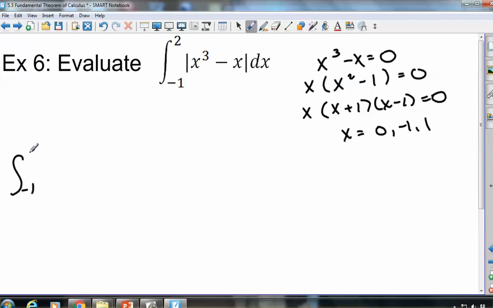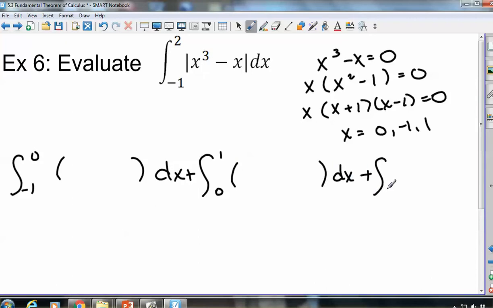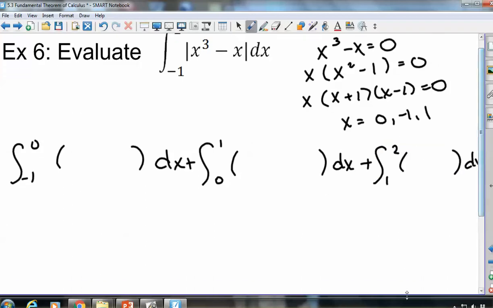So we are going to have to integrate from negative 1 to 0 of something. Then we're going to have to integrate from 0 to 1 of something. And then we have to integrate from 1 to 2. Now I wrote too big. Okay. From 0 to 1. You can look at a graph, you could plug in a number. We need to figure out what the absolute value is going to do here.